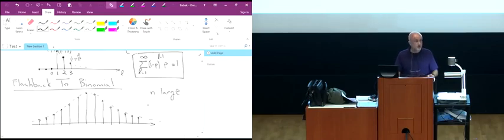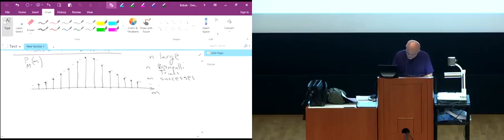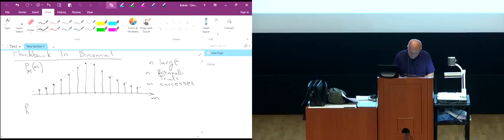Remember, the binomial was n Bernoulli trials, and m successes. So this is the probability mass function for m, and you told me what that was. It was n choose m. N choose m what?